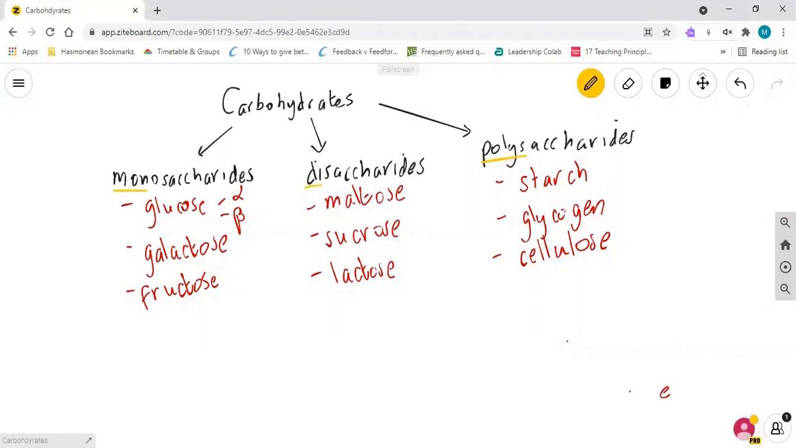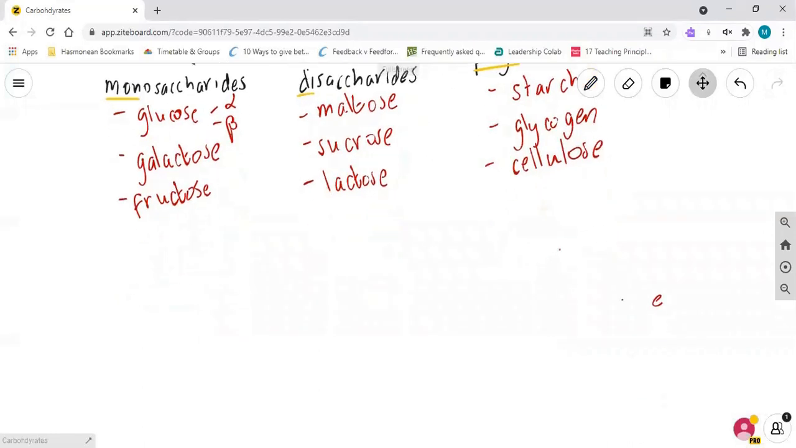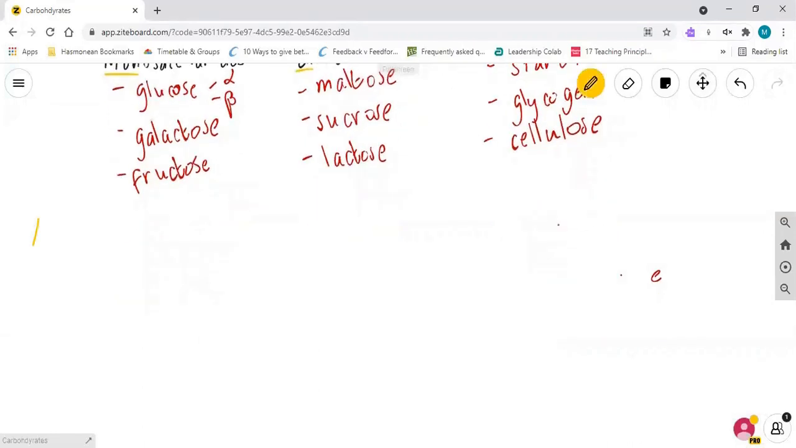We won't look at the structure of galactose and fructose, but you need to know they're monosaccharides. Disaccharides are maltose, sucrose and lactose, and our polysaccharides are starch, glycogen and cellulose. So we're going to start with our monosaccharides, and we're going to start with the general formula.